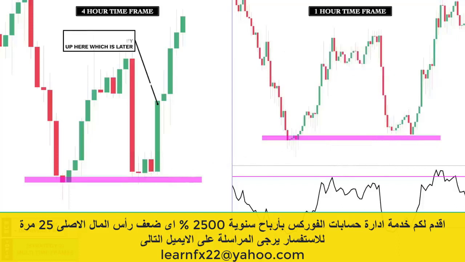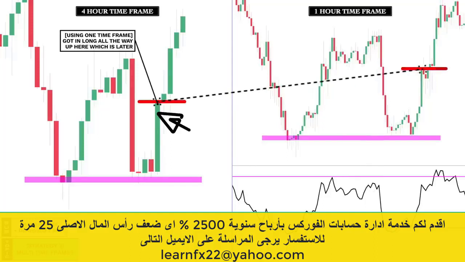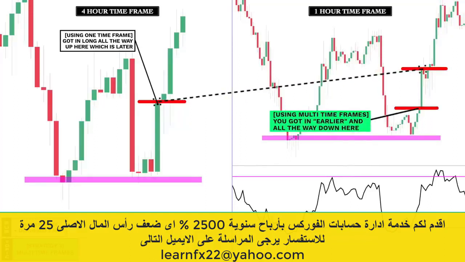Again, if you only used the 4-hour time frame on the left for your entry, you wouldn't have started looking for long trades until after this bullish momentum candle closed up here, which is roughly up here on the lower time frame. In contrast, by using the lower 1-hour time frame, you started looking for long trades all the way down here, which is a huge advantage.